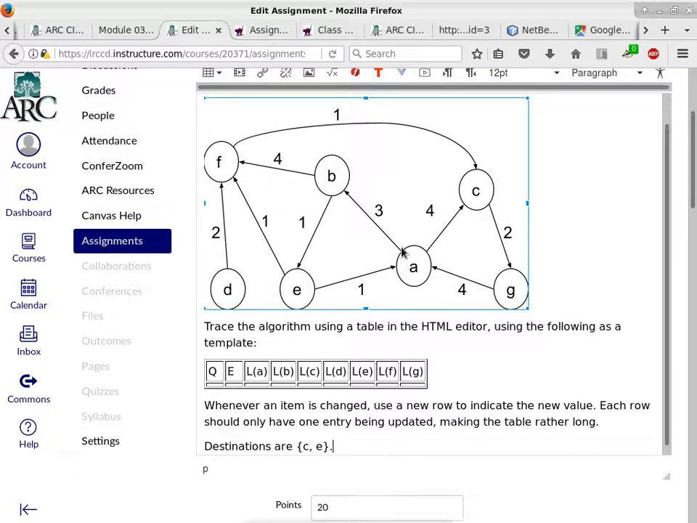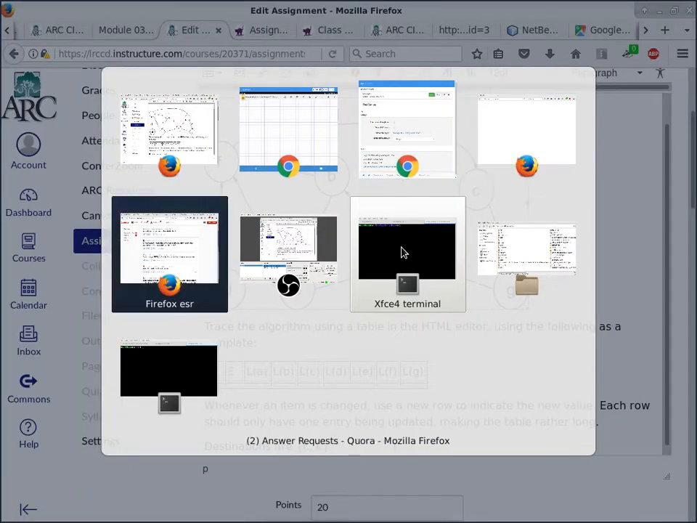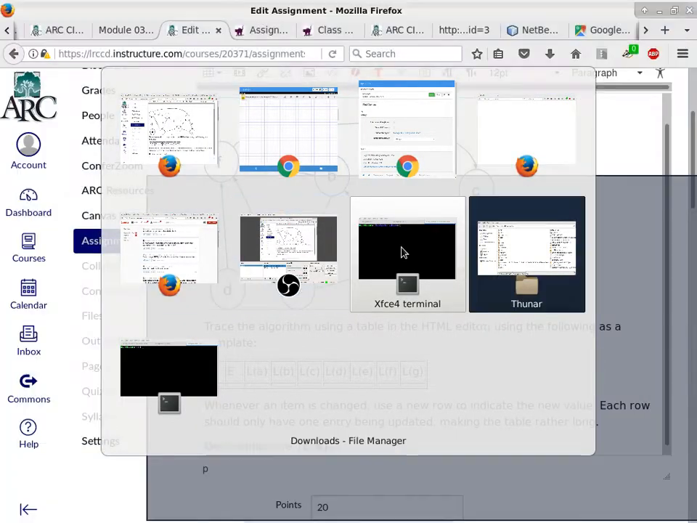Okay, questions? So we go back to, I keep forgetting that I just need to switch a tab in the browser.